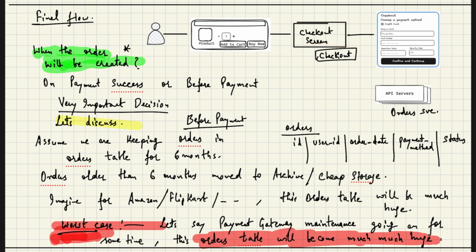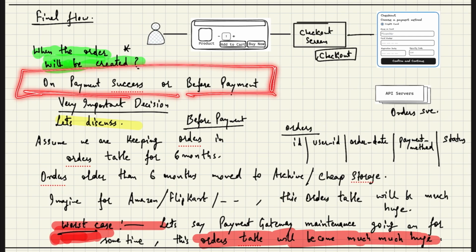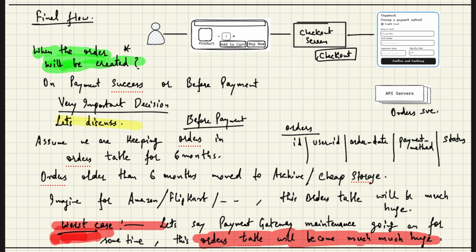Now we have seen that at this stage the inventory would be reserved, but only for some time, for example reserved for 5 minutes or 15 minutes, right? But when would the order be created: on payment success or before payment? This is an important question, right? So when would the order be created? Now let's discuss this part.